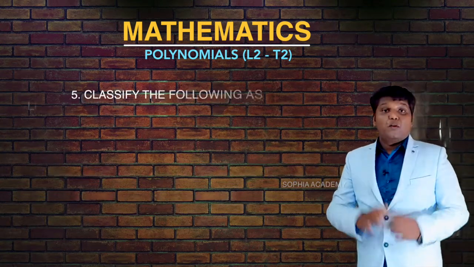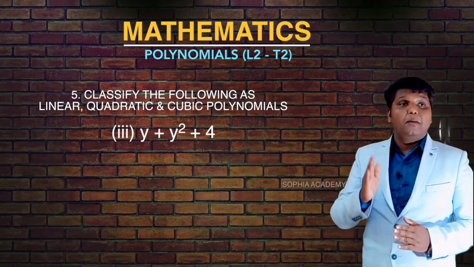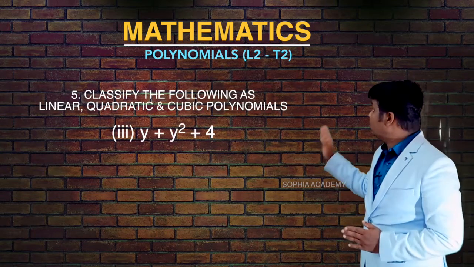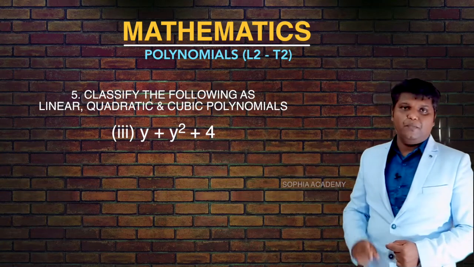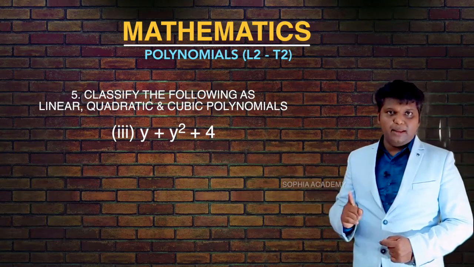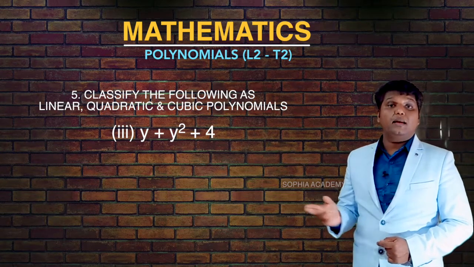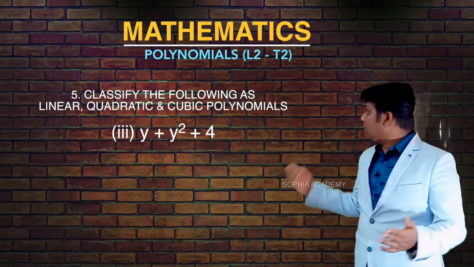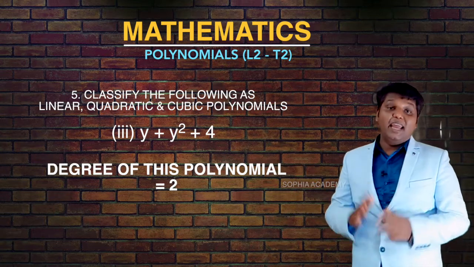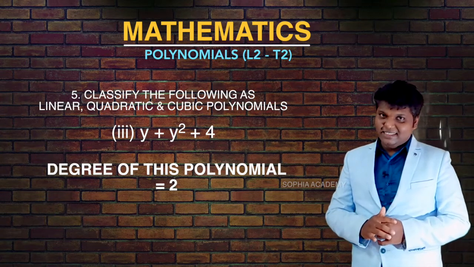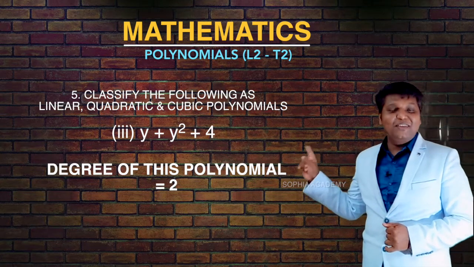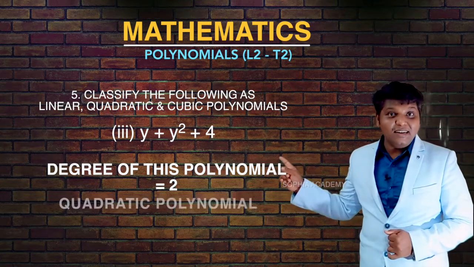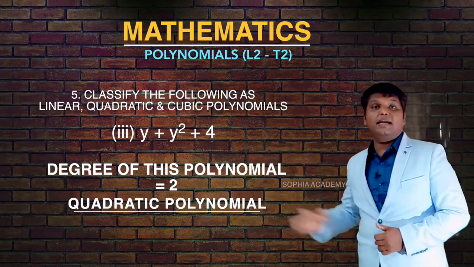The final question. y plus y square plus 4. Focus your eyes only on the variable part. y raised to 1, that's what we call y, right? The power is 1. y square, the power is 2. So the biggest power is 2. Will this be a cubic polynomial? No. Why? Because as the power is 2, we will say it is not cubic, it is not linear, but it's a quadratic polynomial.